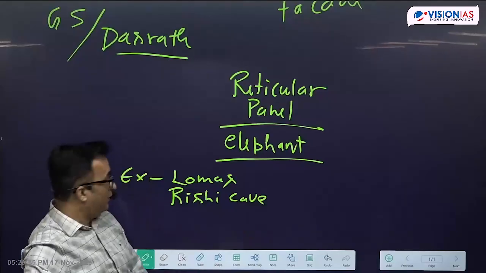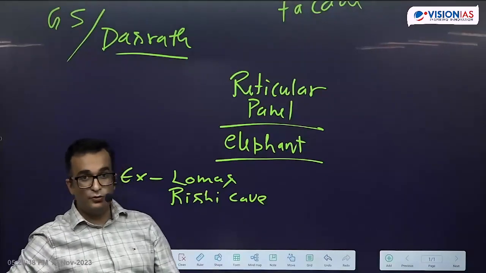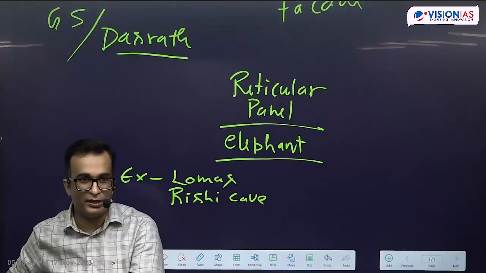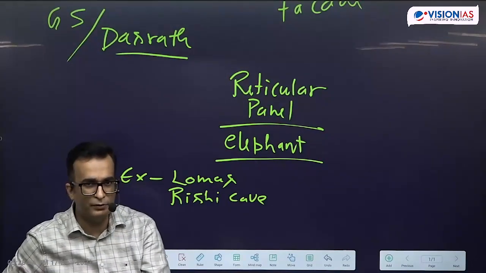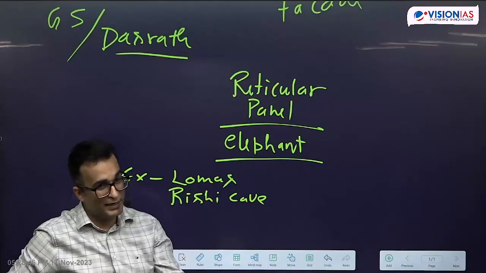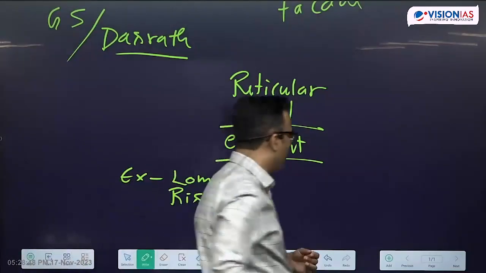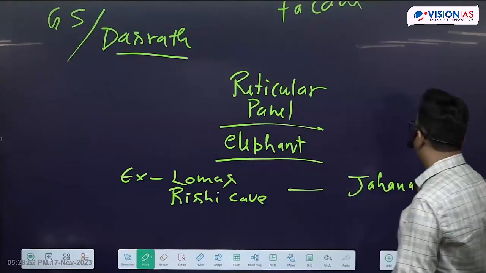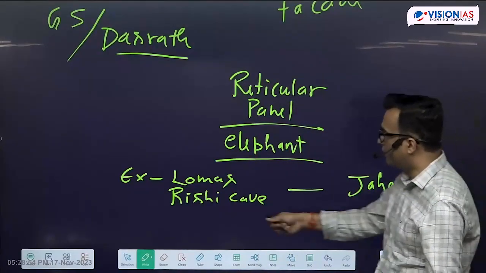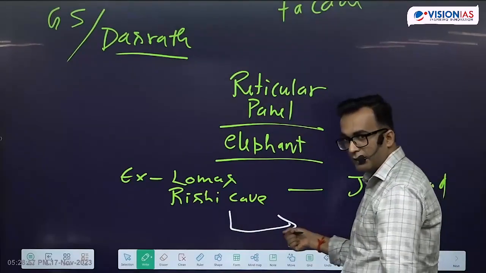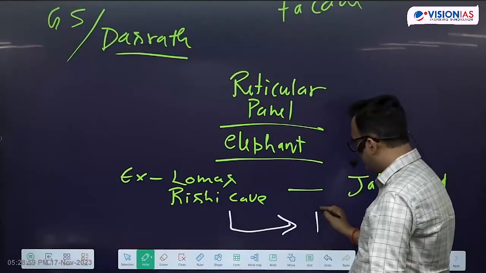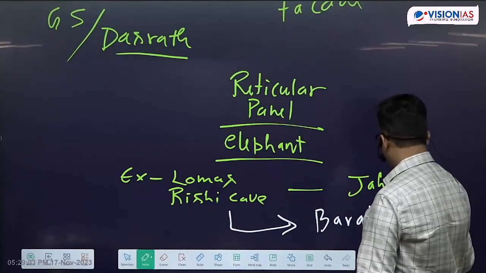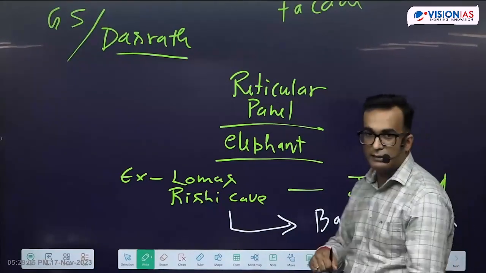And earlier it used to be in the Gaya district, but now the name of the place has changed, the district has changed. Those who are from Bihar might know Jahanabad. ठीक है? So पहले ये गया में था, अब गया से जहानाबाद में चला गया. So it is in the district of Jahanabad in Bihar, and moreover this cave is situated in, ये भी लिख लेना साथ में, Barabar hills of this area. Barabar hills.